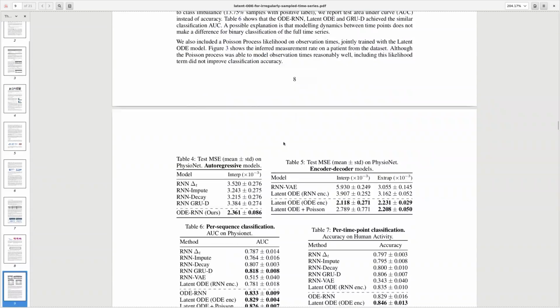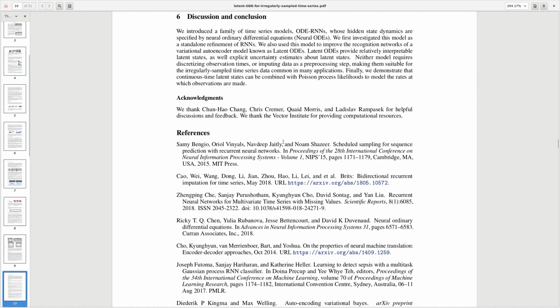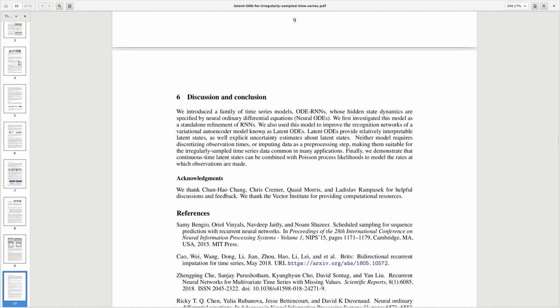There isn't much detail about how the ODEs are constructed. Let's read the discussion and conclusion, and I think I will try to have a look at the original paper for ODE-RNNs.